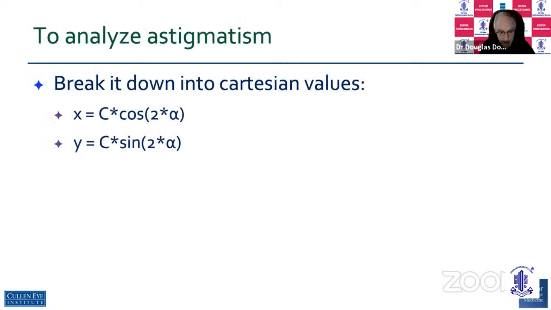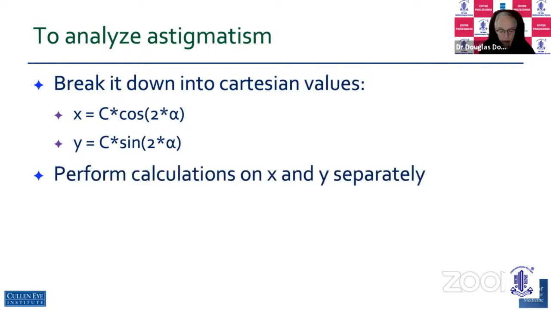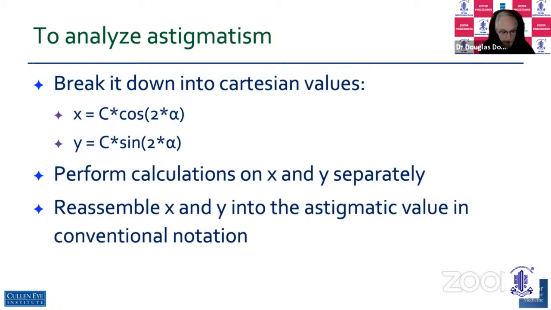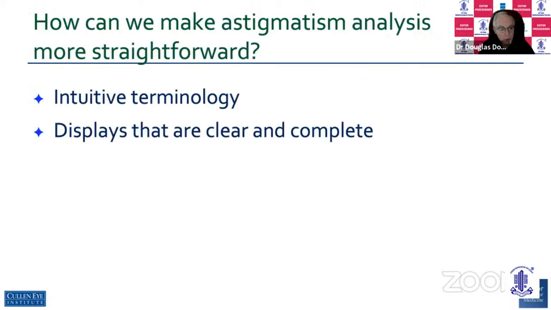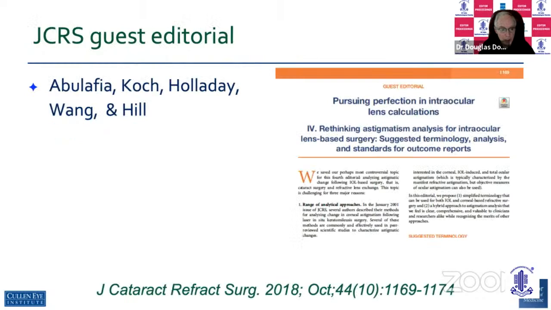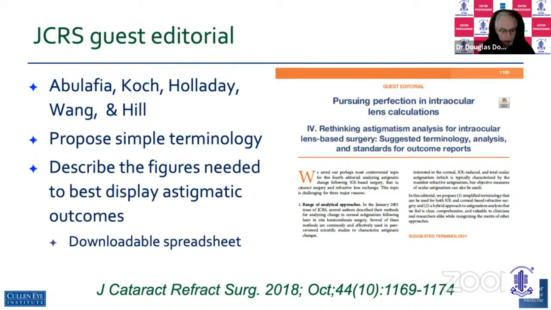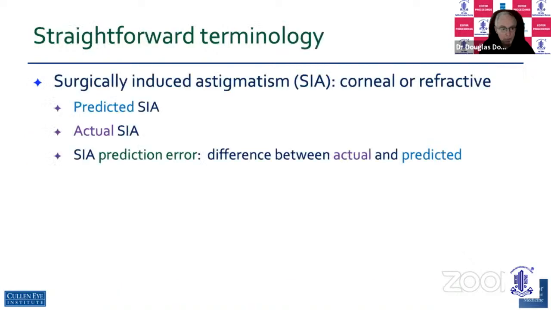When we analyze astigmatism, we break it down into two variables, the X and Y components. We perform calculations on them separately, and then we reassemble them back into the astigmatic value. So how do we make it more straightforward? We want intuitive terminology. We want data that are clear and complete. And in our guest editorial, we proposed simple terminology, and we described the figures that we think are needed to best display our astigmatic outcomes.